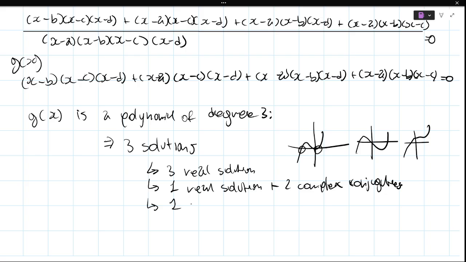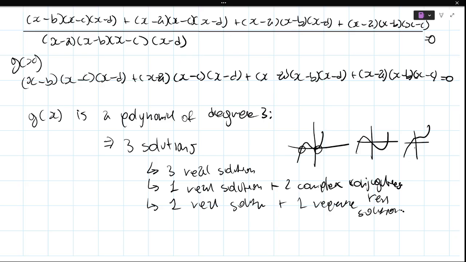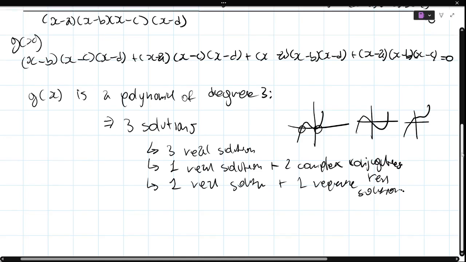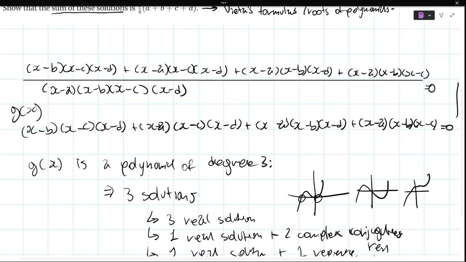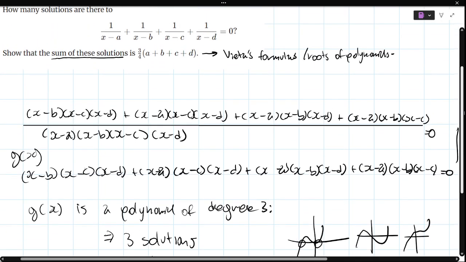So 1 real solution plus 1 repeated real solution. So these are all the configurations, pretty much. Now, on to the next part of the question: we need to show that the sum of my solutions is going to be 3/4 of a plus b plus c plus d.